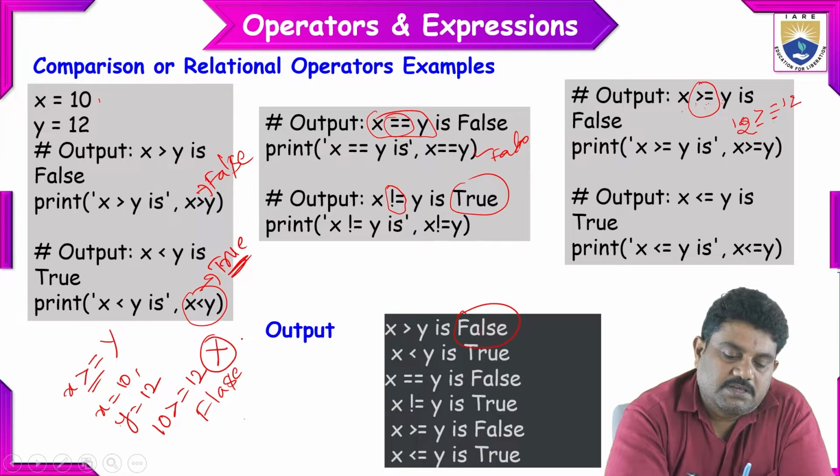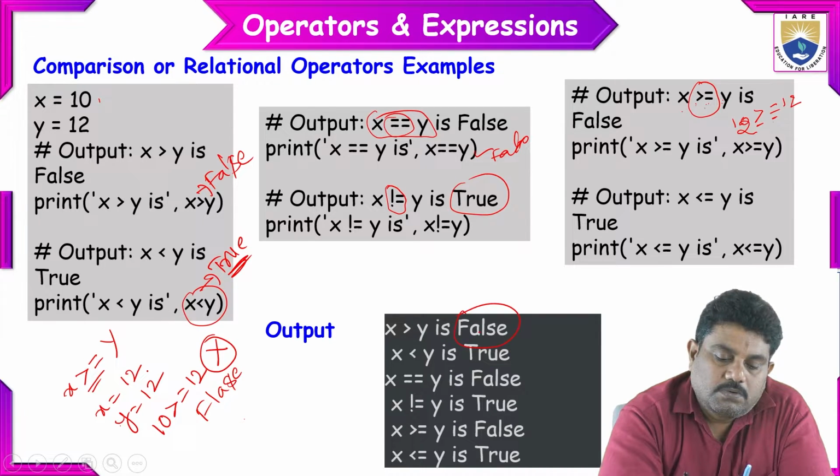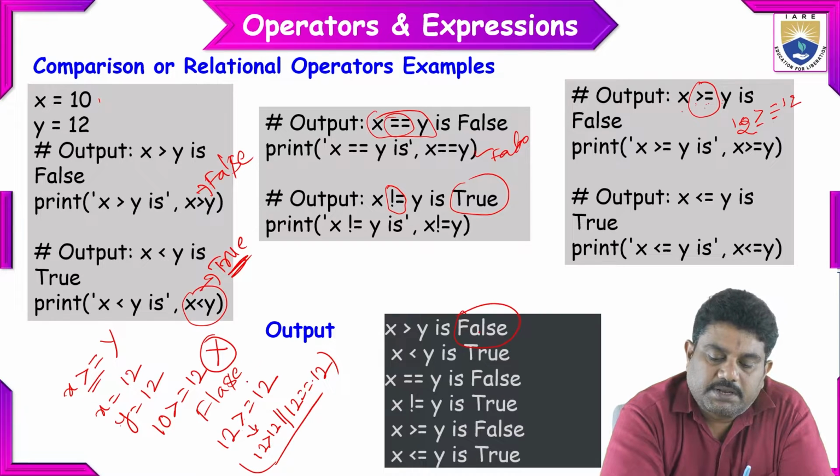Now we will change the x and y values. x value is 12, y value is also 12. 12 is greater than or equal to 12. This is treated as 12 greater than 12, or 12 equal to 12. If any one of the expressions becomes true, then the entire expression becomes true. Here 12 is equal to 12, so the expression becomes true and it returns true.